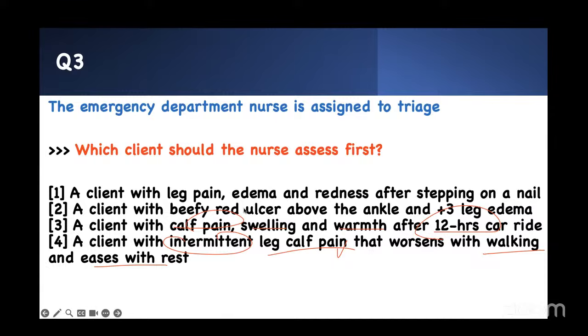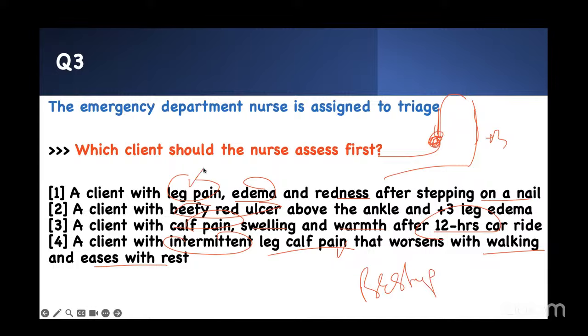What do you think? I have an ulcer that is big and red, beefy red. Basically, this is the leg. There's an ulcer here. And then I have +3 edema. What do you think is wrong with this patient? I have leg pain, edema, and redness when I step on a nail. Look at it. This is the B.E.S.H.A.R.P 101 all over. If you have leg pain, edema, and you step on a nail, probably you have sepsis, right? That's right here. You have a beefy red ulcer above your ankle and leg edema. This is a chronic venous disease, right?